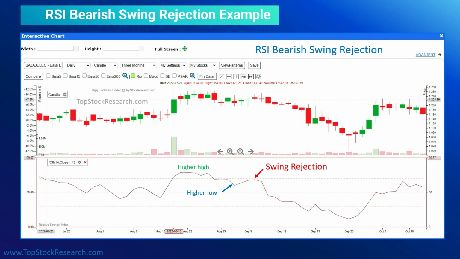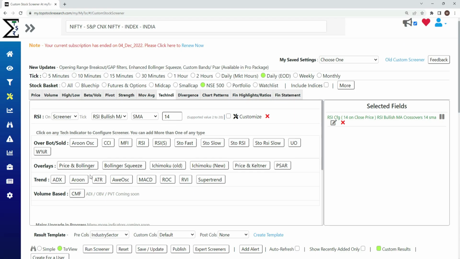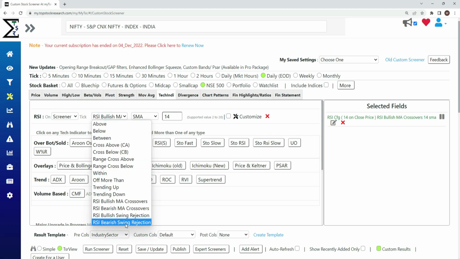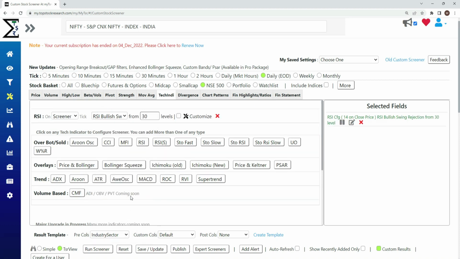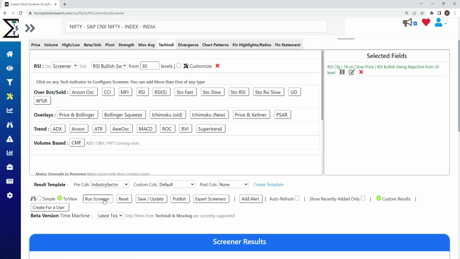Sir, how to find this swing rejection in top stock research? Sure, I'll take you there. Now the question was on swing rejection, right? So what you need to do is go to swing rejection, bullish swing rejection. We are doing it at the 30 level.